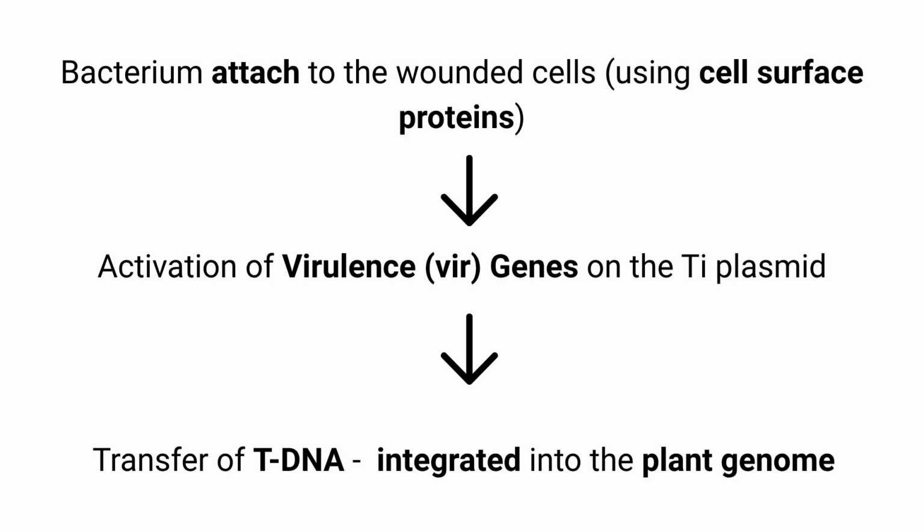The bacterium then attaches to the plant cells. It uses cell surface proteins to attach to the plant's wounded cells. This is a specific interaction, especially in dicotyledonous plants. Phenolic compounds activate the virulence genes on the Ti plasmid. These genes are responsible for DNA transfer machinery. A portion of the Ti plasmid called the tDNA or transfer DNA is then cut and transferred to the plant cell. The tDNA is then integrated into the plant genome.